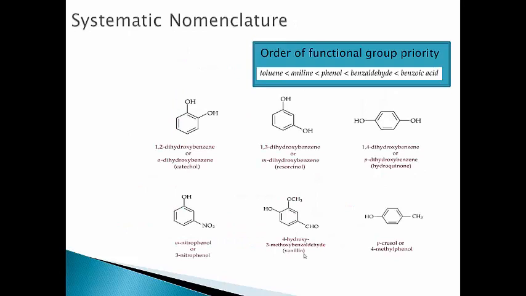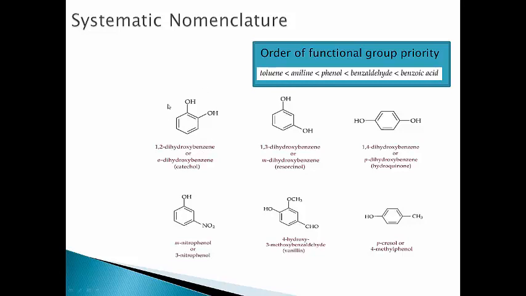So let's have a look a little bit more about how to do the nomenclature. So there's lots of variety in it, but our priorities in our functional group, so looking at our parent molecule and that first substituent, if it's a CH3, it's toluene. If it's an NH2, it's aniline. If it's an OH, it's a phenol. If it's an aldehyde or carboxylic acid, it's benzaldehyde or benzoic acid. So carboxylic acid is the highest priority, benzaldehyde, alcohol, NH2, methyl.